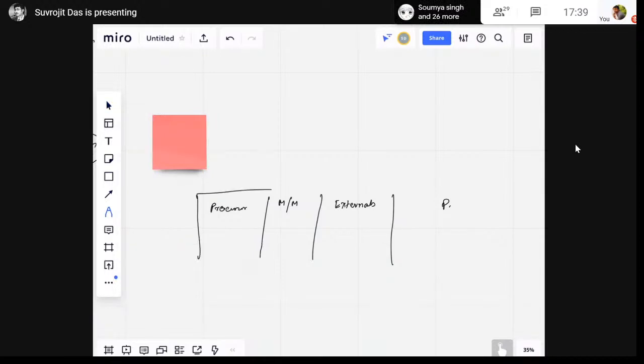This is what you have in the physical layer. I don't know from where a box came up. I'm sorry. Okay.